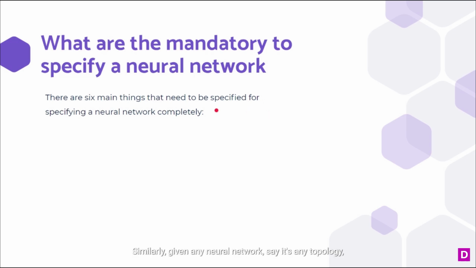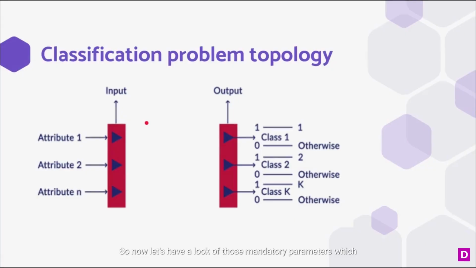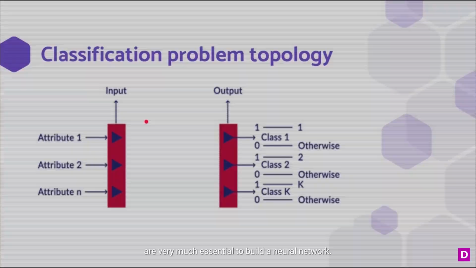Similarly, for any neural network, whatever the topology, either regression or classification or any other kind, we have a definite number of mandatory parameters to define before we start building a neural network. So now let's have a look at those mandatory parameters which are essential to build a neural network.